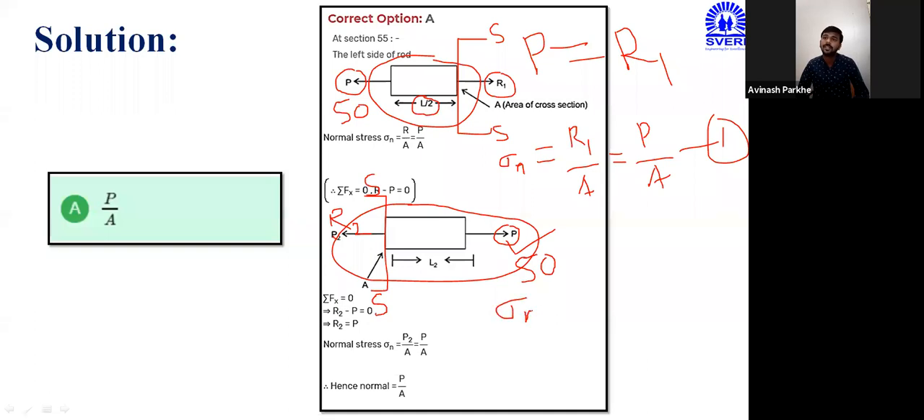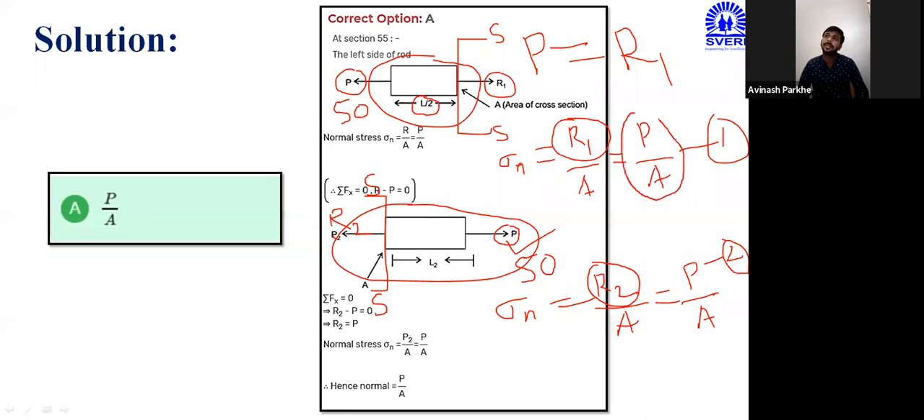Therefore once again, sigma n is equal to R2 upon A, which is equal to P upon A. This is the second equation. Now, if we compare the values of R1 and R2, equations 1 and 2, here the R1 value is also 50 kilonewton, and the R2 value is also 50 kilonewton. Therefore, your normal stress sigma n is equal to P upon A.